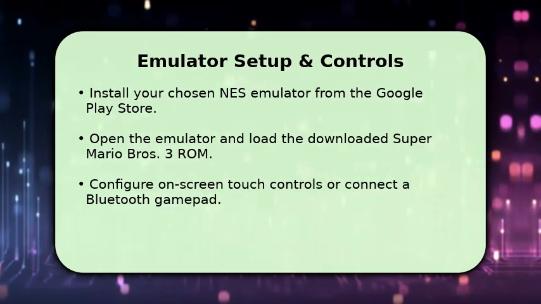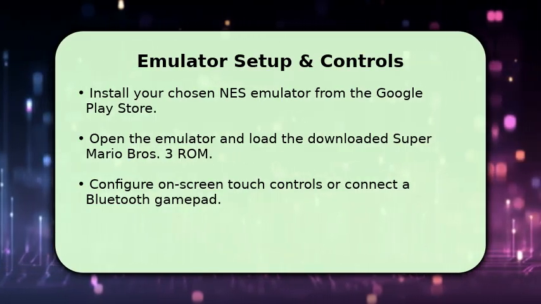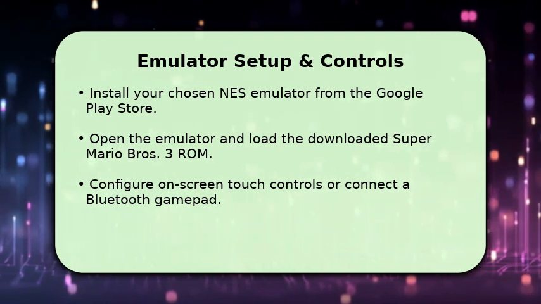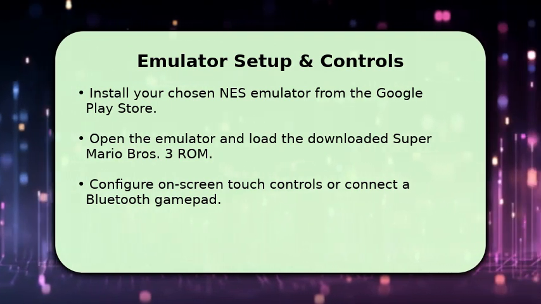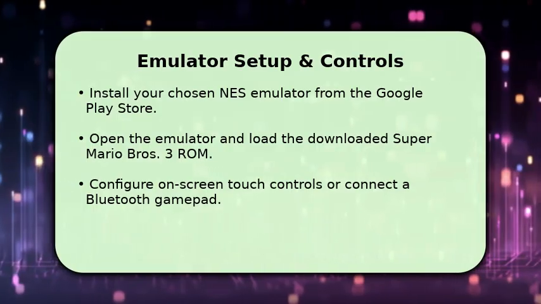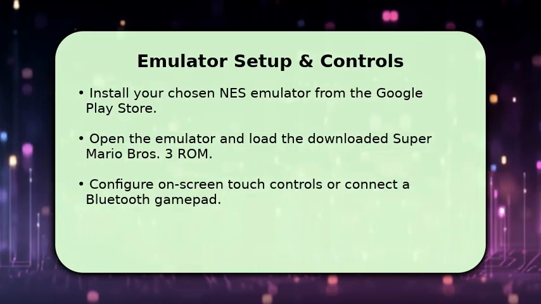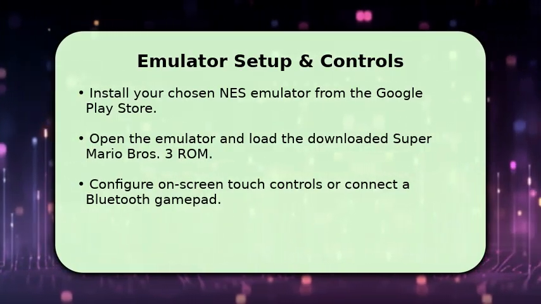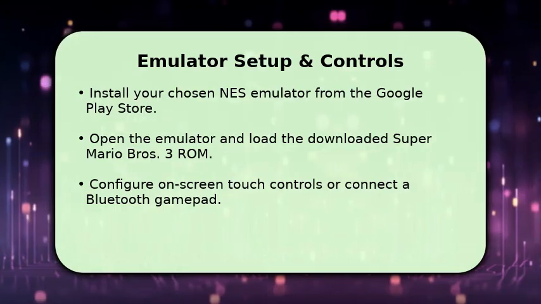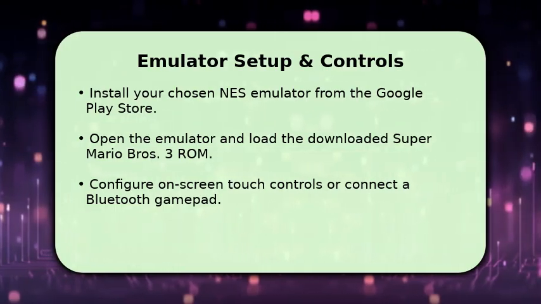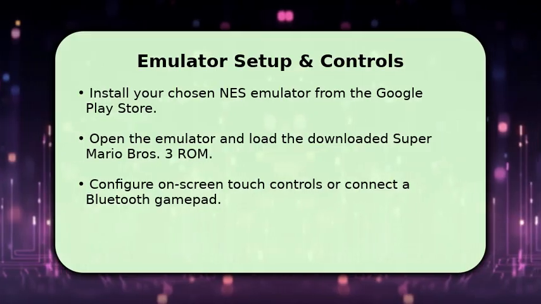Once you have both the emulator and the ROM, install the emulator application on your Android device. After installation, open the emulator and navigate to its file browser to load the Super Mario Bros. 3 ROM you downloaded. You can then customize the on-screen touch controls to your preference, or for a more authentic experience, connect a Bluetooth gamepad. Many emulators support various controller types.